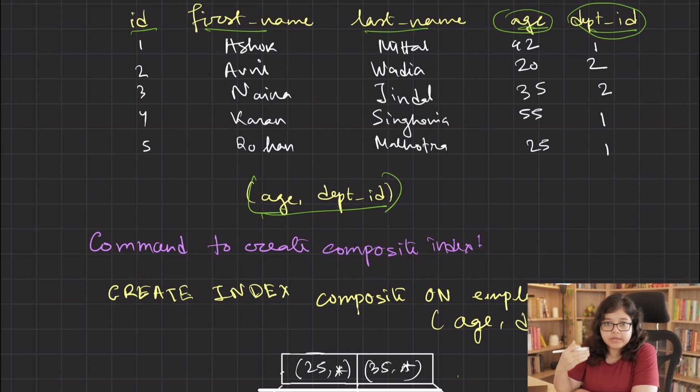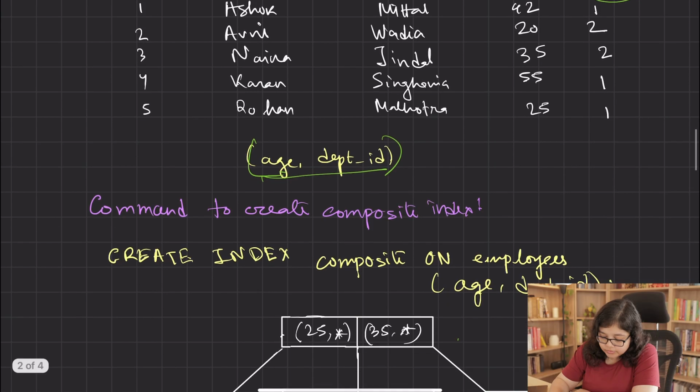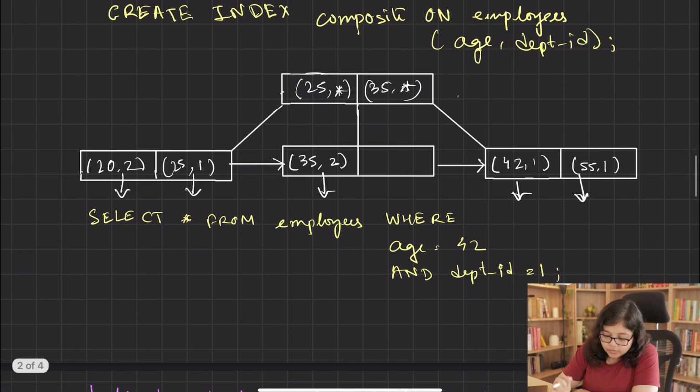Now let's see how to create a composite index. So we can use this query to create a composite index where we have to mention the table name, and these are the columns on which we want the composite index on, and this is the composite index name.